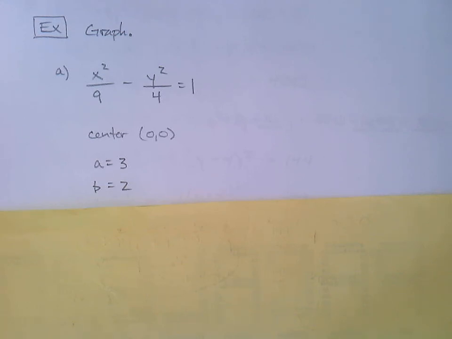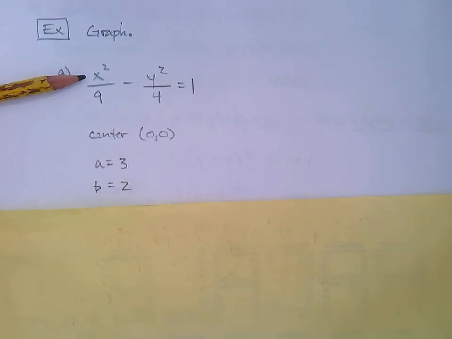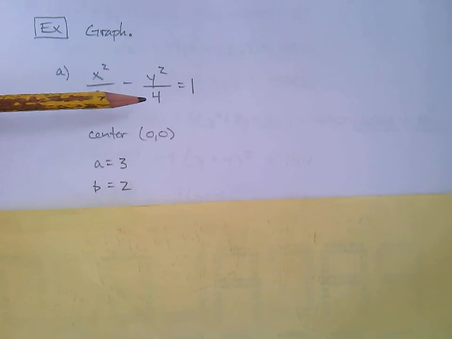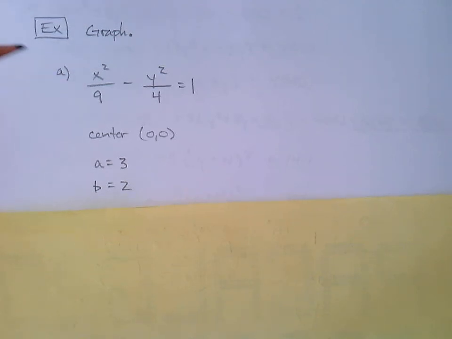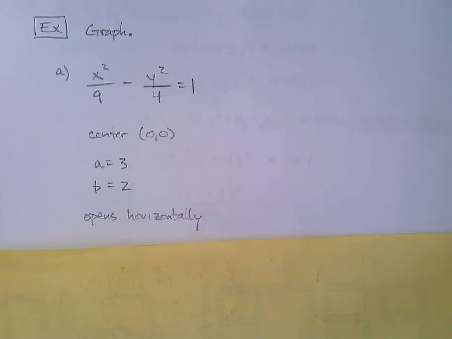And we can look just like the ellipse. I see a 9 there under the x, so I know a is 3. I see a 4 here under the y, so I know b is 2. I also want to note which direction this opens. Is it horizontally or is it vertically? Well, the x comes first, so this opens horizontally. Okay, let's go ahead and graph this thing. So I'm going to pull this off the screen. Hopefully you got that written down.